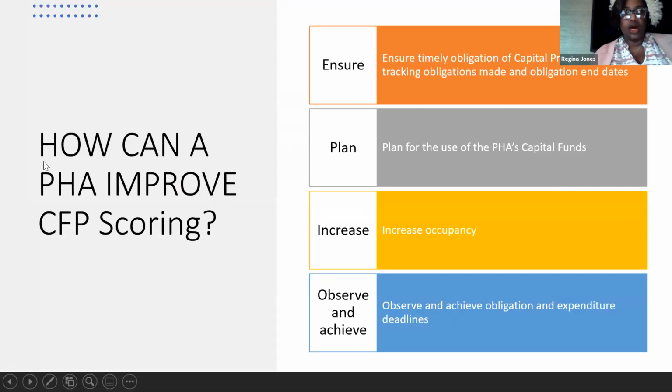How can a PHA improve CFP scoring? Ensure timely obligation of capital program funds by tracking your obligations made and your obligation end dates. Plan for the use of your PHA's capital funds, as Eva had mentioned before, and increase your occupancy and observe and achieve obligation and expenditure deadlines.